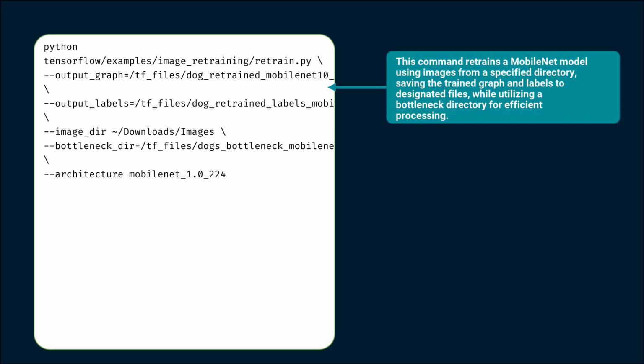Furthermore, we've included the bottleneck_dir to hold intermediate representations of your training images, which can speed up the retraining process significantly by reducing redundant computations. Lastly, the architecture flag indicates which version of Mobilenet we are using, in this case, mobilenet_1.0_224. This version provides a balance of size and accuracy, making it well suited for mobile applications. Overall, this configuration allows for tailored retraining of the Mobilenet model to your specific use case, facilitating effective deployment in real-world applications.